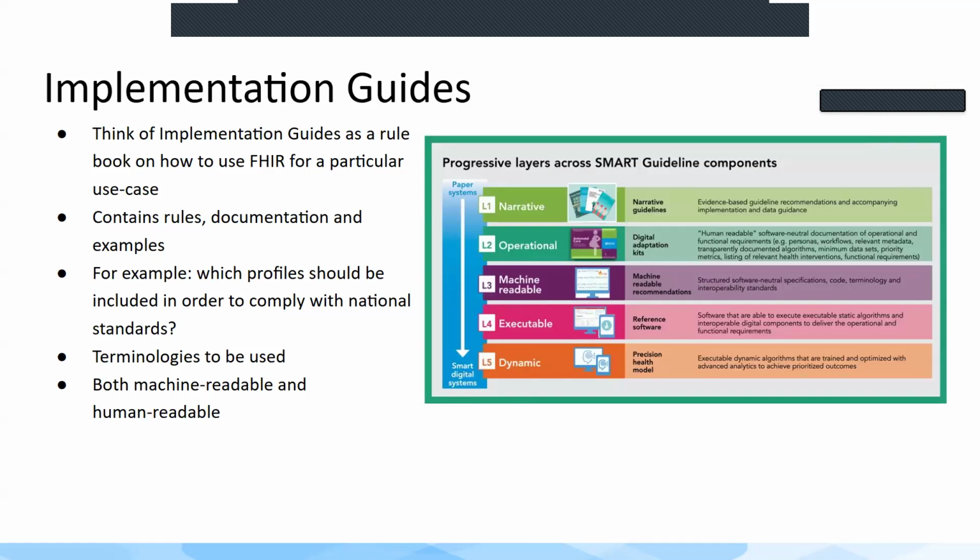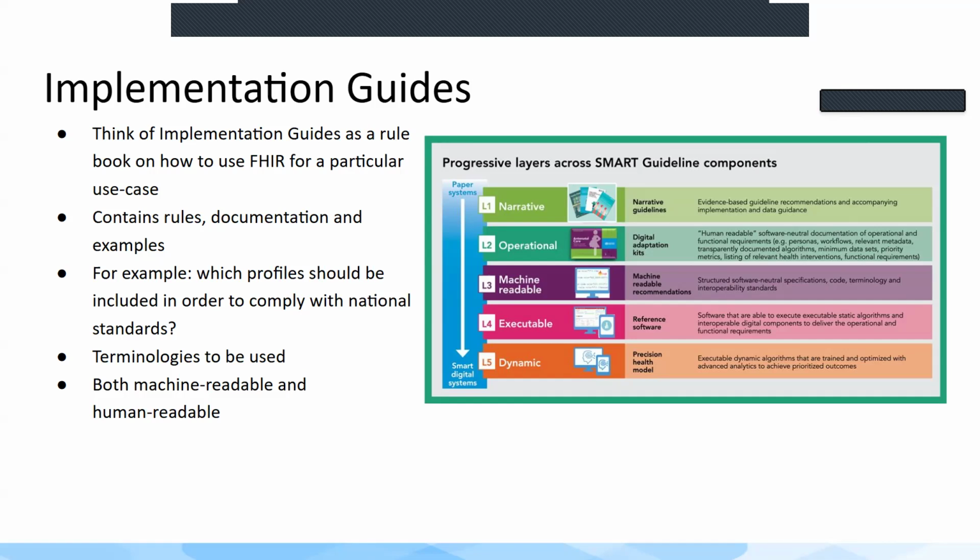And another thing that I also want to pinpoint is implementation guides, which is like a rule book on how to use FHIR for a particular use case. So it contains rules, documentation, an example of proper use of your FHIR resources and profile. So, for example, which profiles should be included in order to comply with national standards. And also what kind of terminologies to be used for your implementation. So this can be SNOMED CT, this can be ICD-10 or 11, LOINC, and so on. You can include all of your references to the terminology that you should be using.